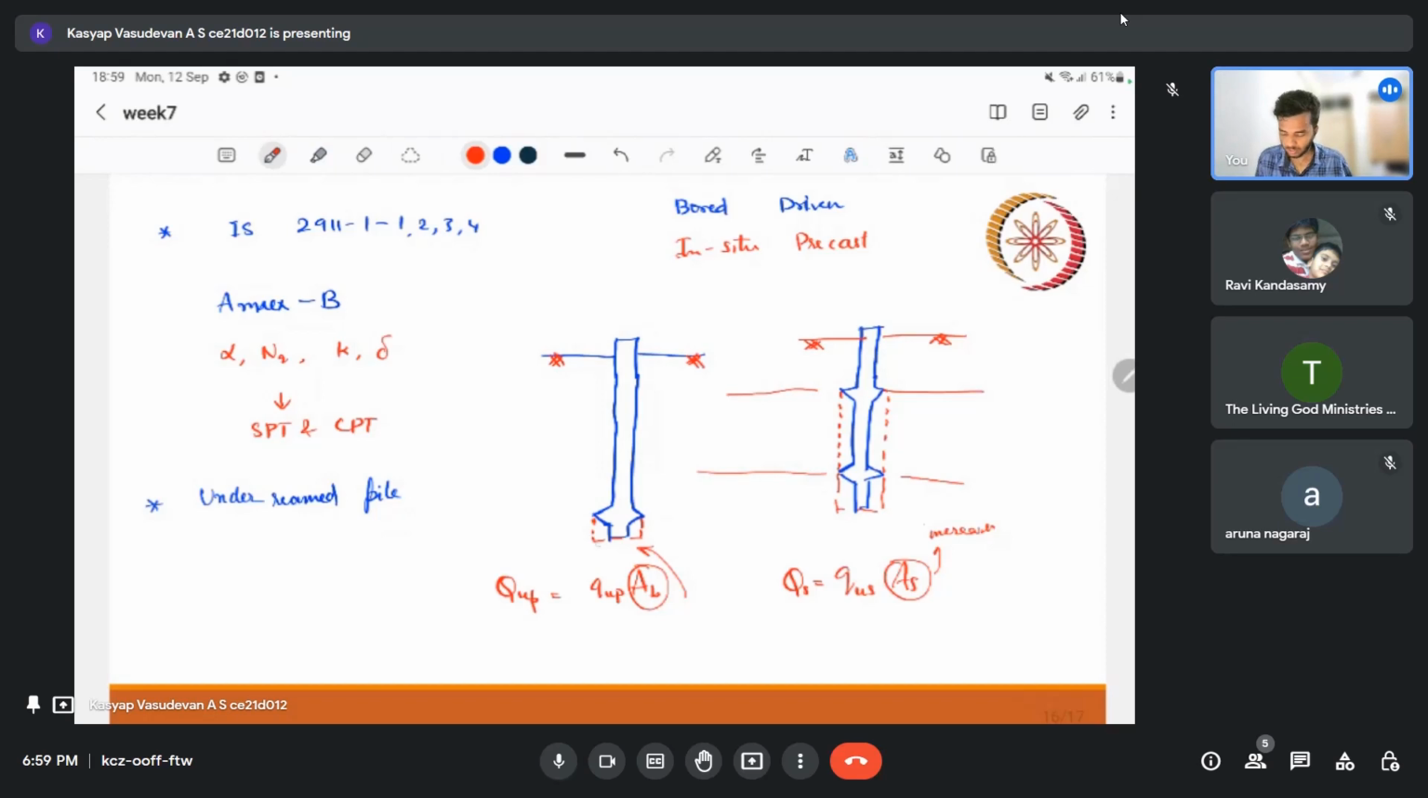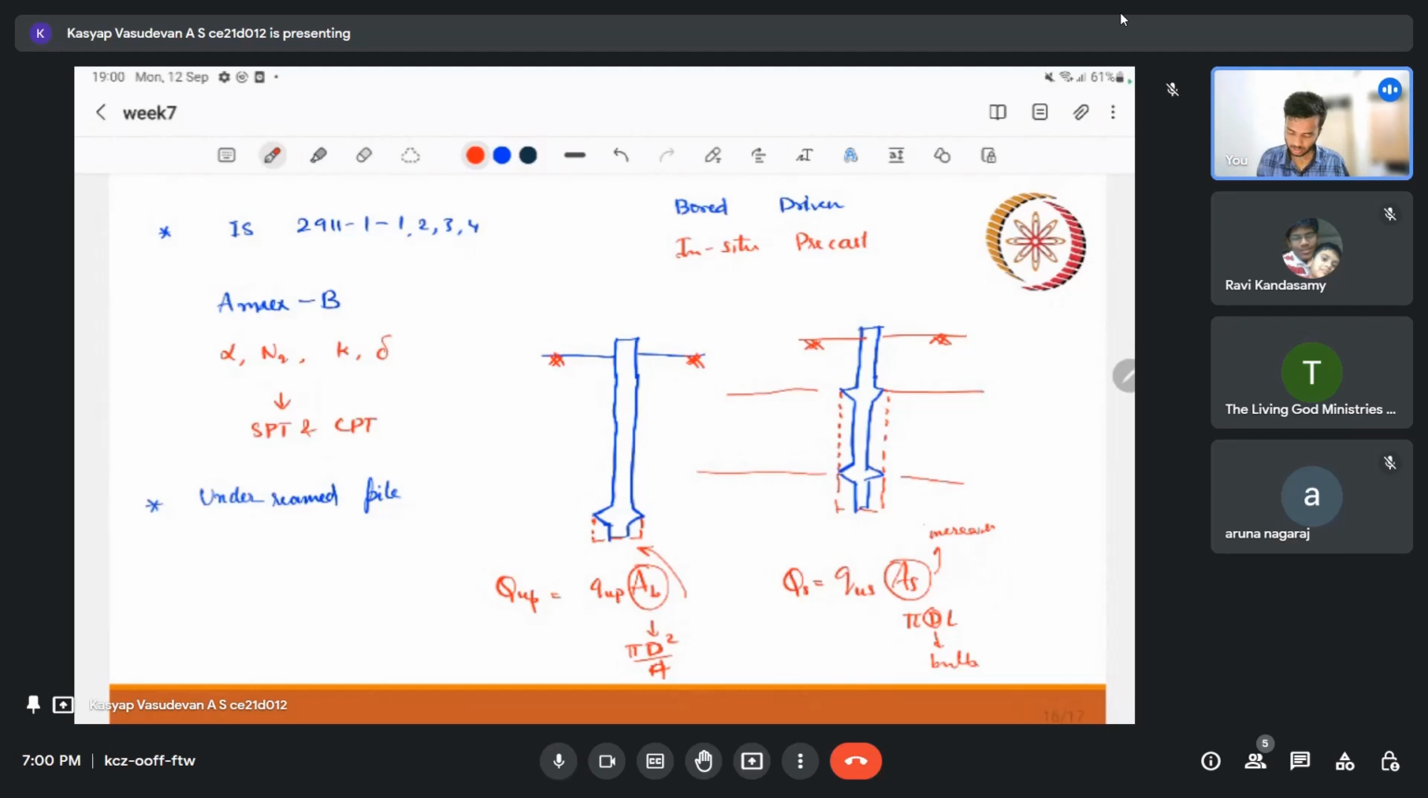So instead of taking the diameter of the pile, we have to take the diameter of the bulb. In this case, here also we have to take the diameter of the bulb. When we say pi D L, this will be the diameter of the bulb. That is the only difference.